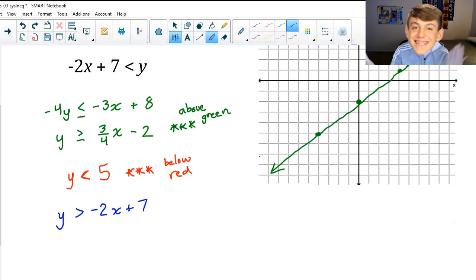All I did was take the two sides and turn them around. I switched the sides, and since I did that, I switched the direction of the inequality as well, so that it still stays the same.